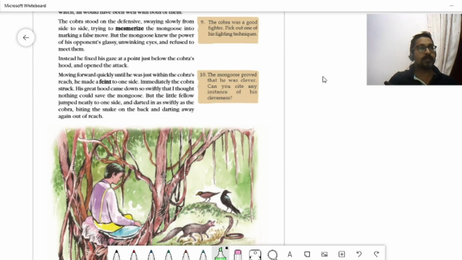Moving forward quickly until he was just within the cobra's reach, he made a feint to one side. Immediately the cobra struck. His great hood came down so swiftly that I thought nothing could save the mongoose. But the little fellow jumped neatly to one side and darted in as swiftly as the cobra, biting the snake on the back and darting away again out of reach.